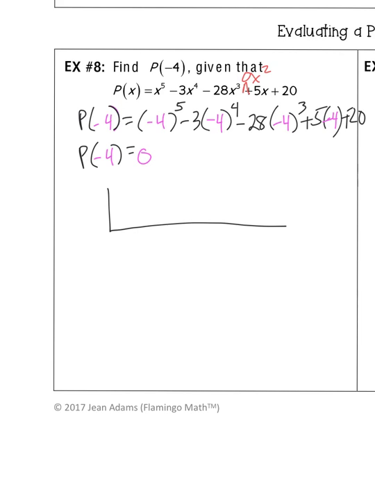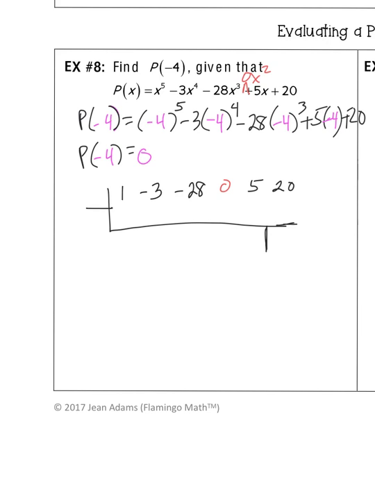So I need to add a 0x squared here. And then 1 and 0. So my coefficients are 1, negative 3, negative 28. I'm putting in 0 as a placeholder. That's a positive 5, right? Yep, positive 5 and a 20. So then my remainder is going to go here, and my elf on the shelf is going to go there.